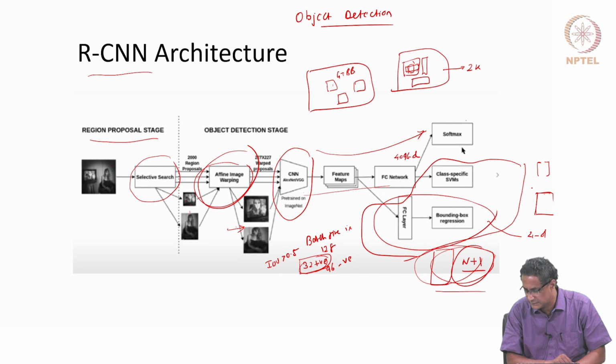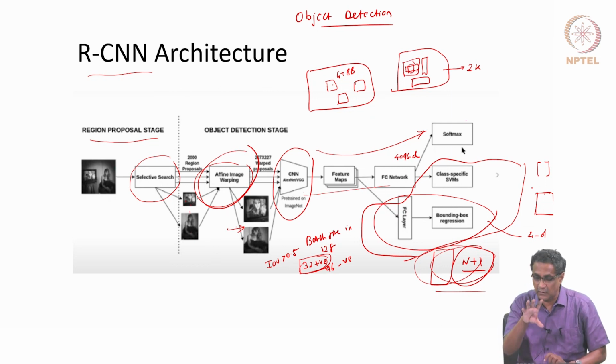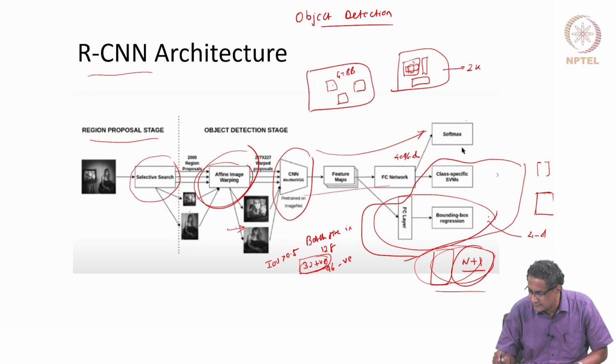And then the box itself, the actual coordinates of where the box should lie, should fit very well on the object itself. That means that with respect to the ground truth box, you have to do some kind of a regression, and that kind of regression happens here.